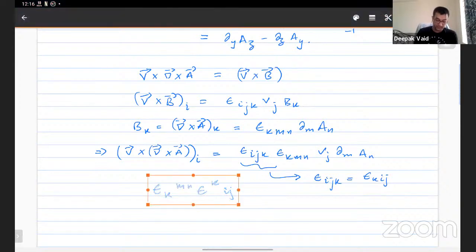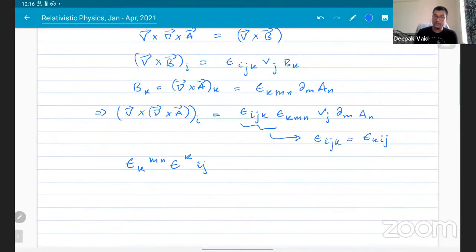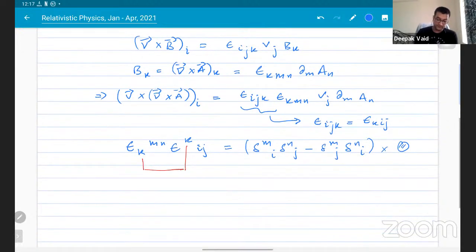Okay, so now this quantity has a sum over k, right? Because k is a repeated index, so this is contracted over k. And now this is equal to the following expression: delta_mi delta_nj minus delta_mj delta_ni. And I think that's it. Maybe there is a factor of 2. You can check. Okay, so I'll just put an empty spot in there.